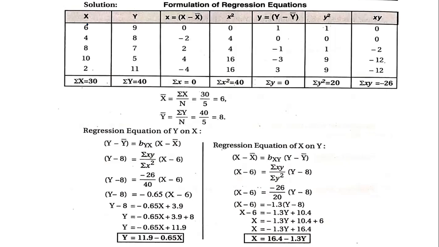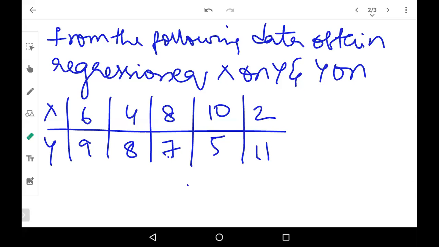Now when it comes to the table format, write down x, write down y. Now we'll do one thing. I will solve this problem manually for you so that you will be able to understand it better. Fine, so give me a minute. Now this is the question. From the following data, obtain the regression equation x on y and y on x. They have asked us to do both of them, x on y and y on x.